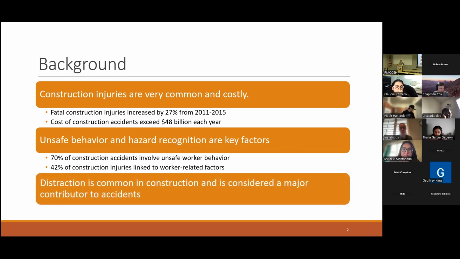So distraction is common in construction and is considered a major contributor to accidents. And theory suggests that distracted workers are more prone to accidents due to compromised hazard awareness, and cognitively demanding tasks such as dual tasking deplete mental resources, increasing the likelihood of errors and injuries.